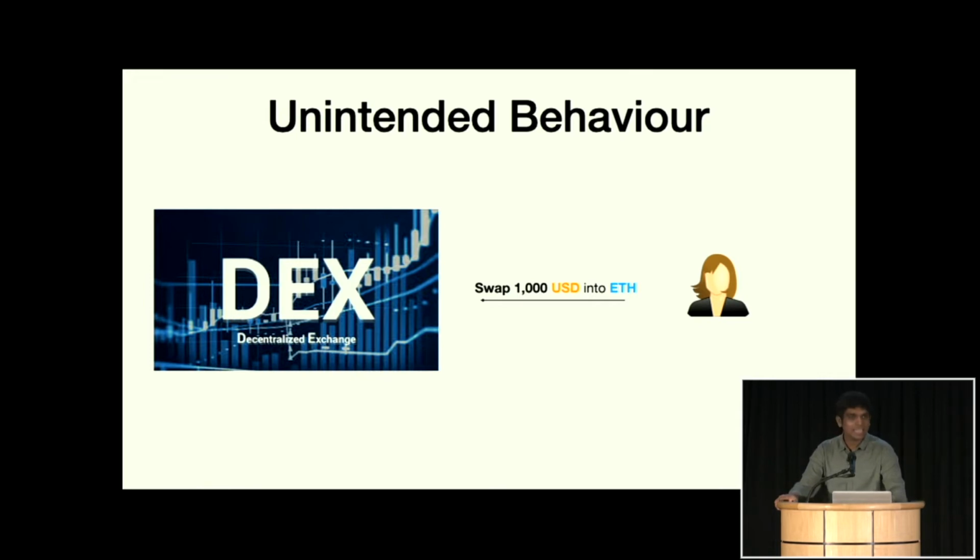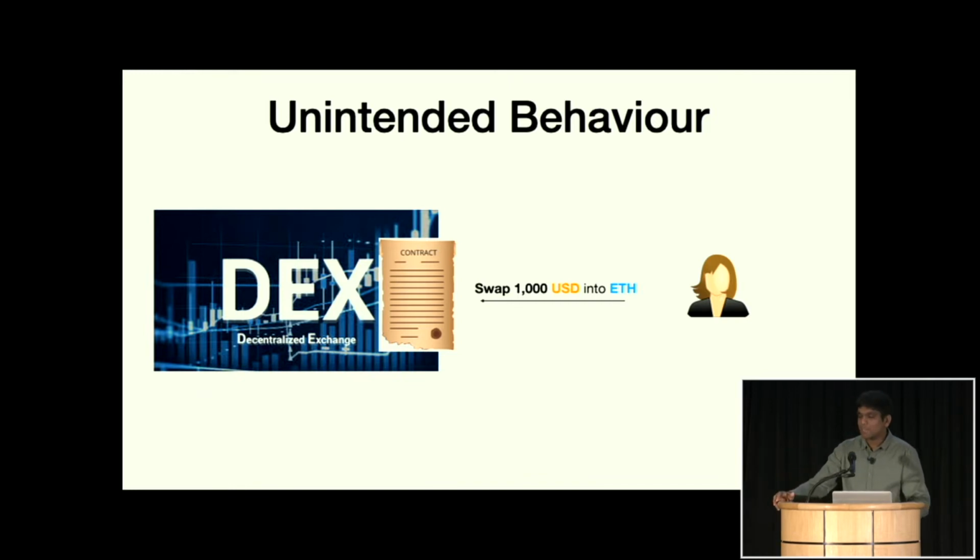So consider a decentralized exchange application with which a user is interacting. The user wants to swap some US dollars into ETH. This decentralized exchange is obviously running on smart contracts, and the behavior dictates that whenever the user wants to buy ETH, the price of ETH would increase on their DEX.